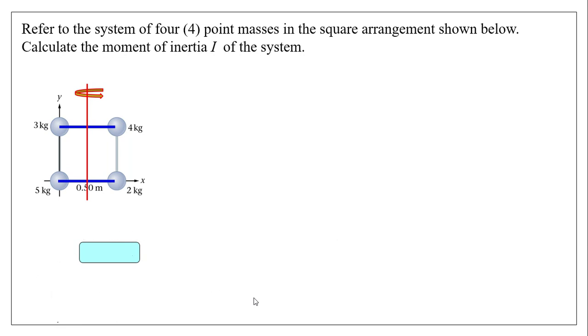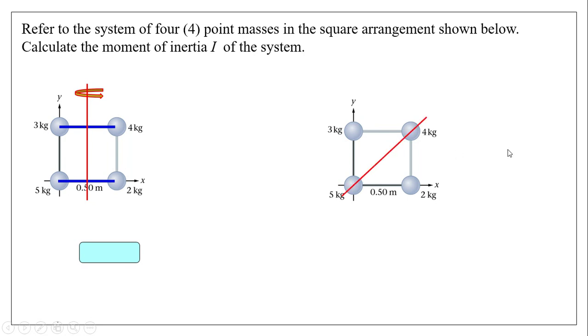All right, now what if you're given this particular diagram, and then what if they shifted the axis of rotation to be something like this, a diagonal through the 2 point masses as I have shown here?